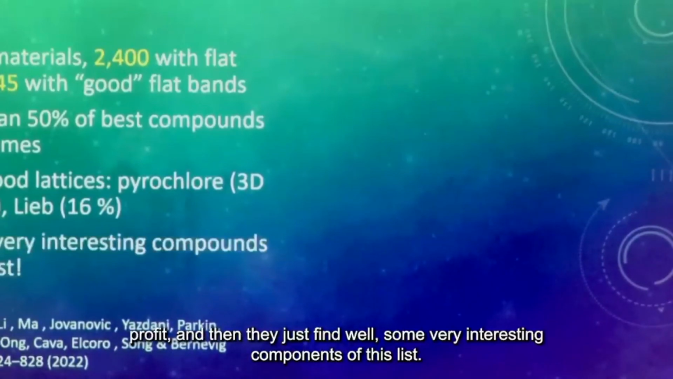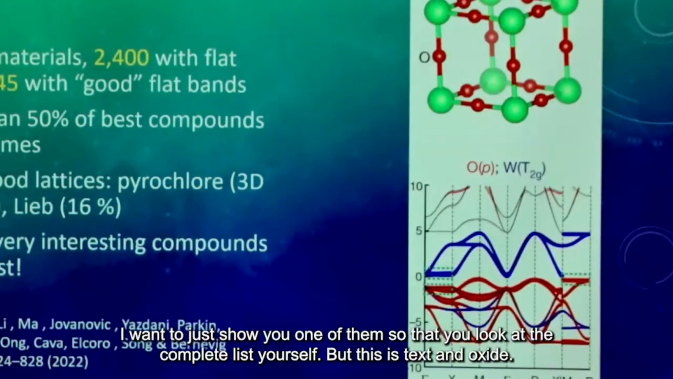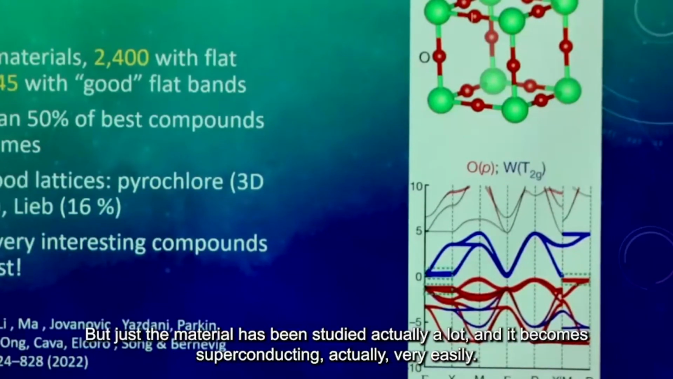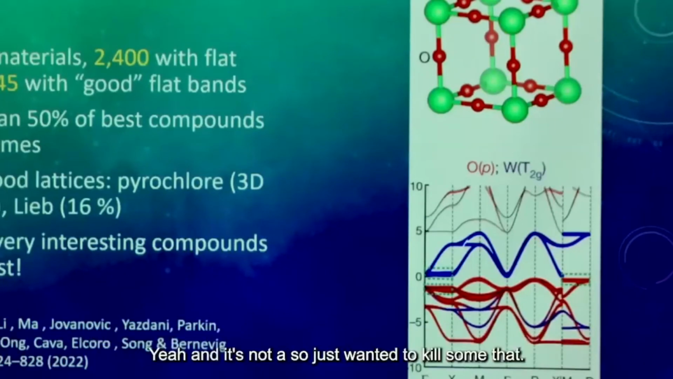And then they did find some very interesting compounds in this list. I want to just show you one of them so that you look at the complete list yourself. This is tungsten oxide, which is a material that has been studied a lot, and it becomes superconducting really easily if you intercalate something into it. Interestingly, it has really nice flat bands here, and it's not a kagome material. So I just wanted to close on that.